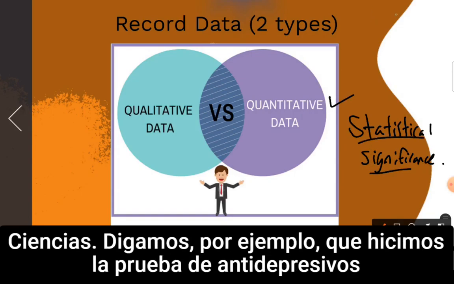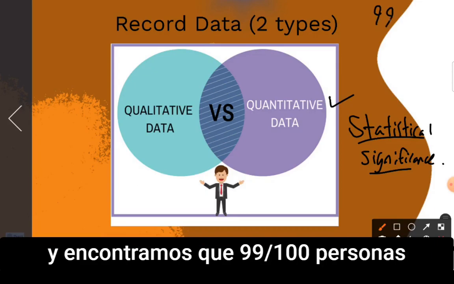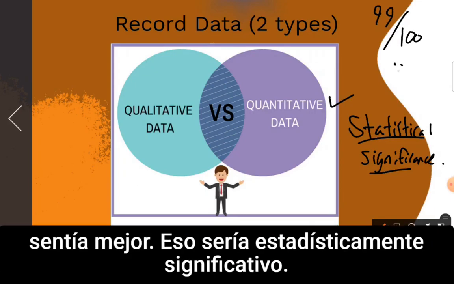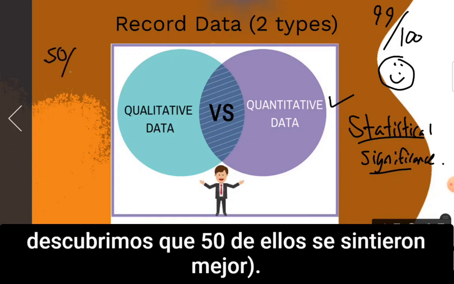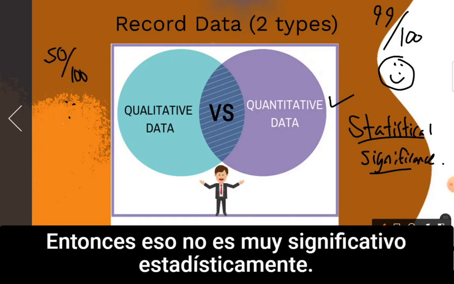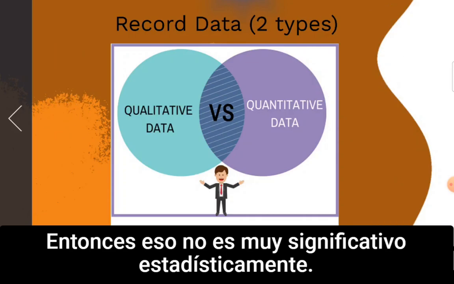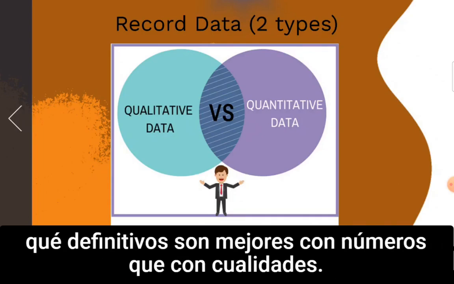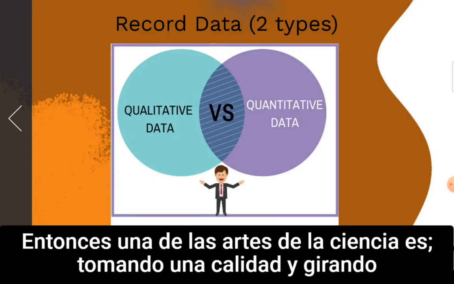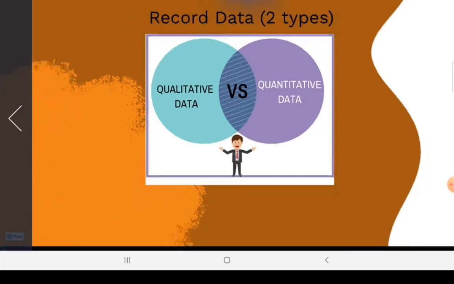Say, for example, we did the antidepressant test, and we found that 99 out of 100 individuals felt better. That would be statistically significant. If we did that same test, however, and we found 50-50, like we found that 50 of them felt better, then that's not very statistically significant. So we want our results to be definitive, and we can test for how definitive they are with numbers better than with qualities. So one of the arts of science is taking a quality and turning it into a quantity.